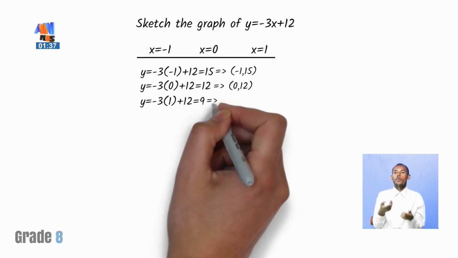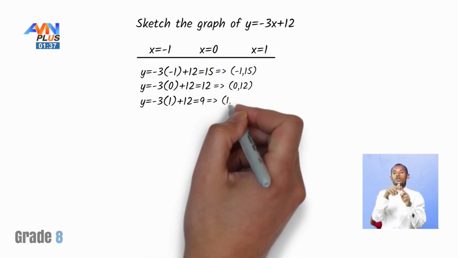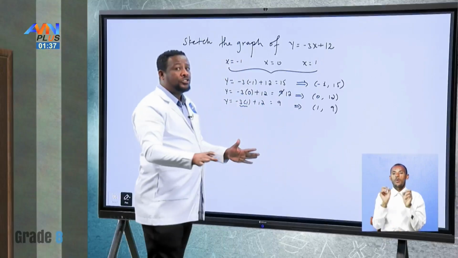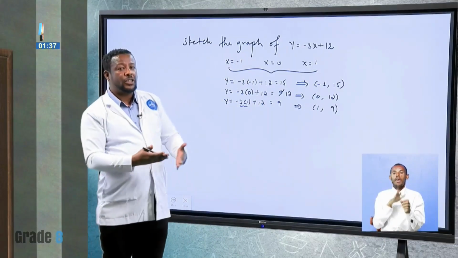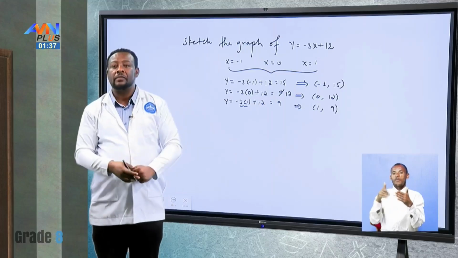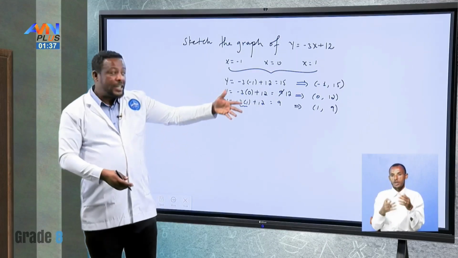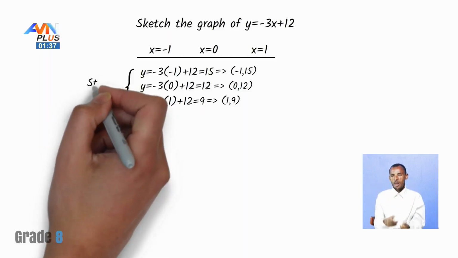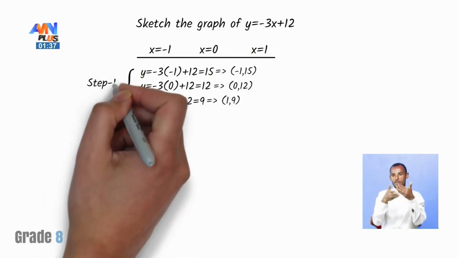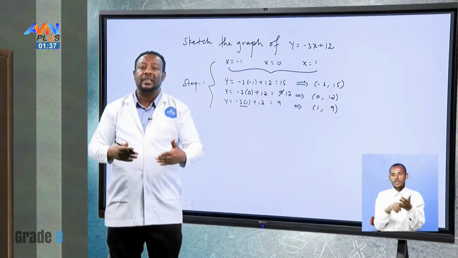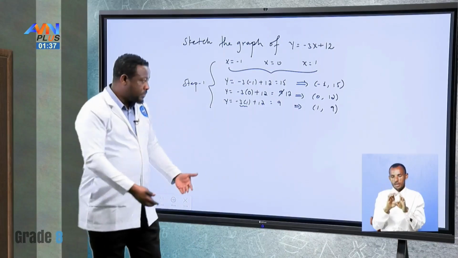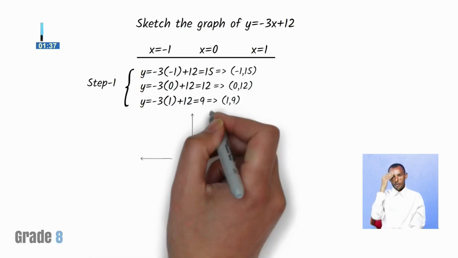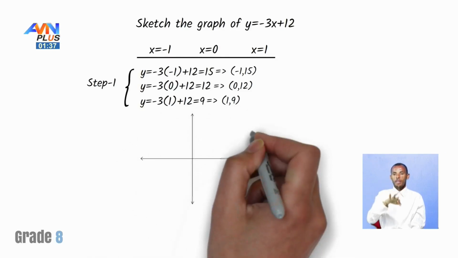And whenever x becomes +1, the y value becomes 9. Okay, these 3 points are enough to sketch the graph of the given linear function. Okay, the second step. So these are step 1, right? These are step 1. The second step is you need to plot these 3 ordered pairs in the Cartesian coordinate system, right? So you all know where the points are located, right?